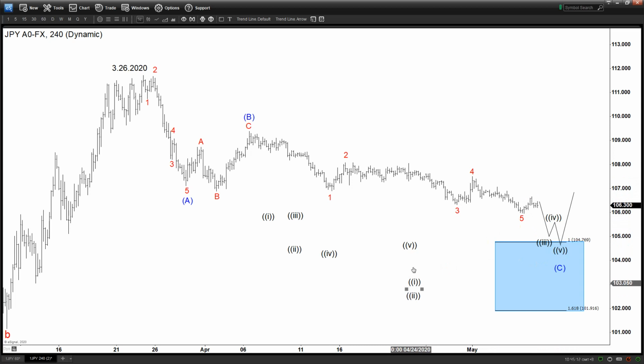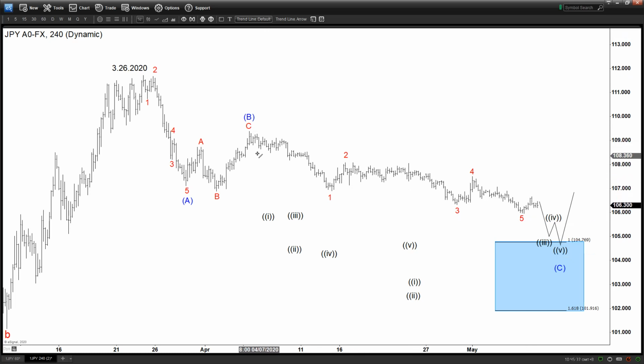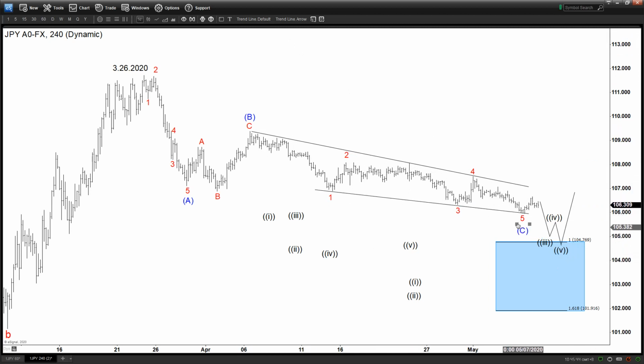Now you might say, well, 4 and 1 overlap. Well, that's allowed within wave C. And you might say the 3 here doesn't look to be the longest, but the rule doesn't say wave 3 has to be the longest. It only says wave 3 should not be the shortest wave, right? So even though wave 3 right now is shorter than wave 1, this is allowed as long as wave 5 is shorter than wave 3. So I think this one really is not violating any rules here. You can call this some sort of a wedge, a diagonal here, and then you can be completed.